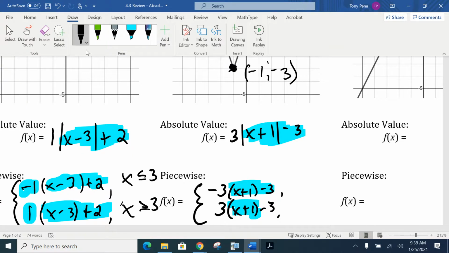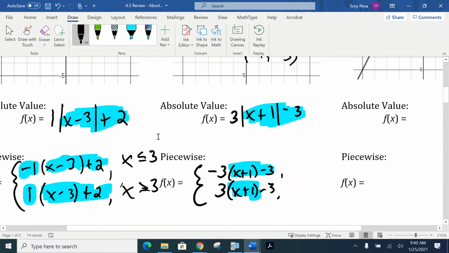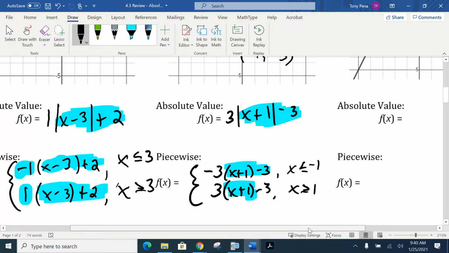Domain-wise, the first one is, here's our -1. So the first one is to the left of negative 1. So we want all x values that are less than or equal to negative 1. And then the other one is to the right of negative 1. We want everything to the right of negative 1. Okay? All right. Hopefully easy enough. Hopefully remembering this. So largely a review.